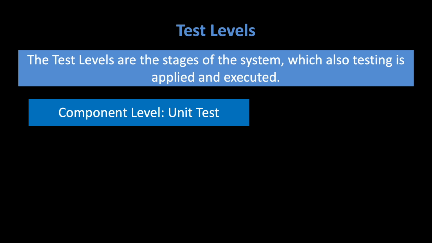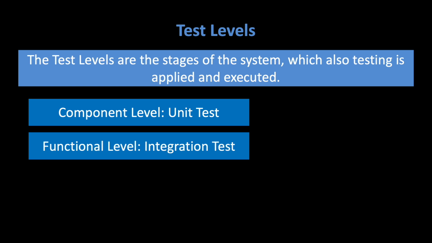So starting at the component level, where you usually have unit tests, and that focuses on a specific component of the system, which can be a software component, but also a physical hardware component. Then the functional level, where you usually have integration tests and look after specific features of the system. It can affect one component for modular architecture or multiple components for integrated architecture.